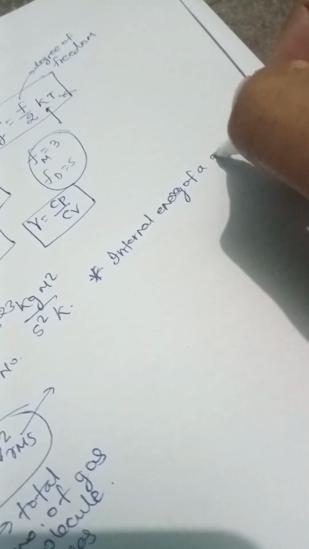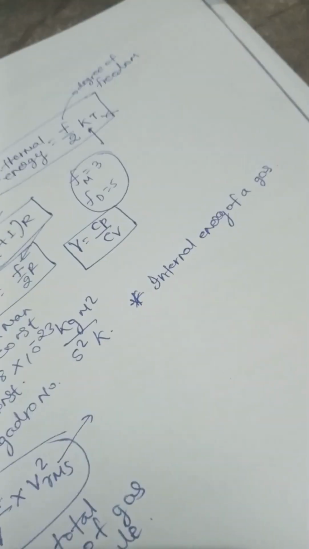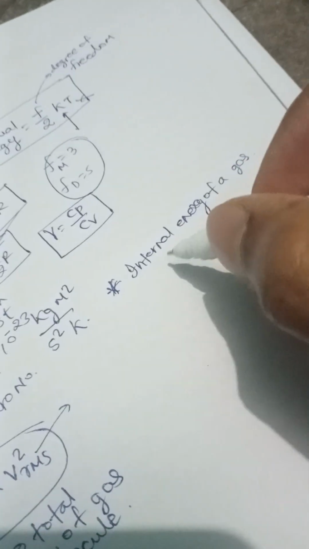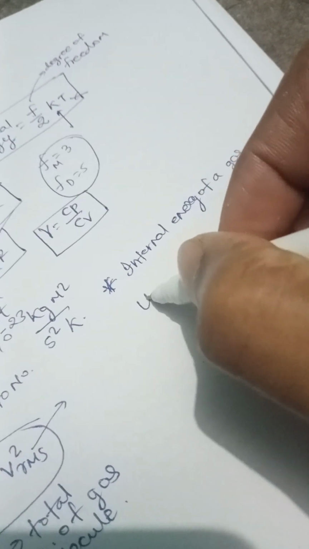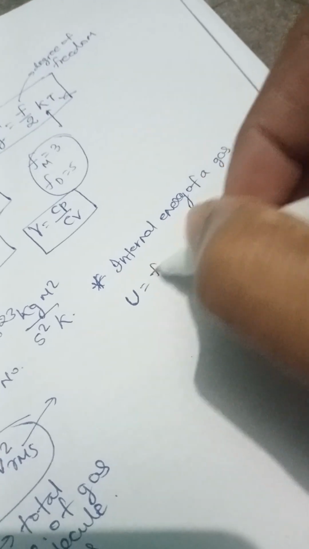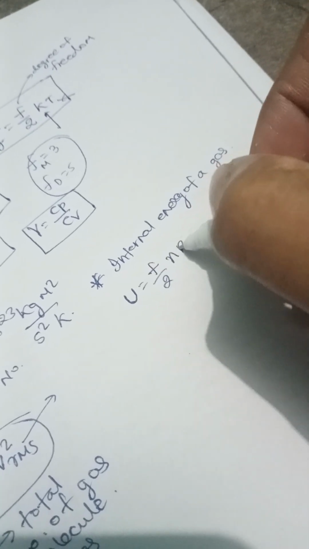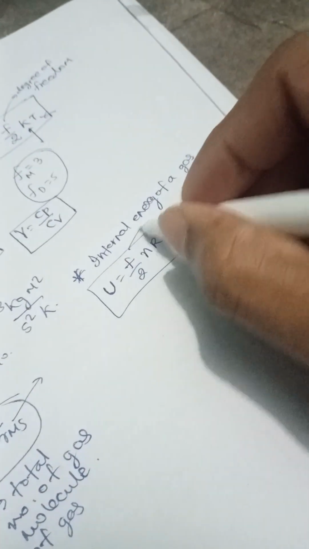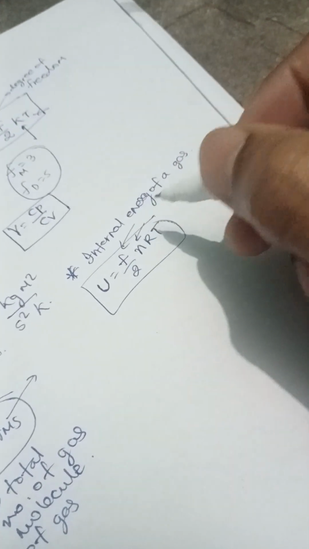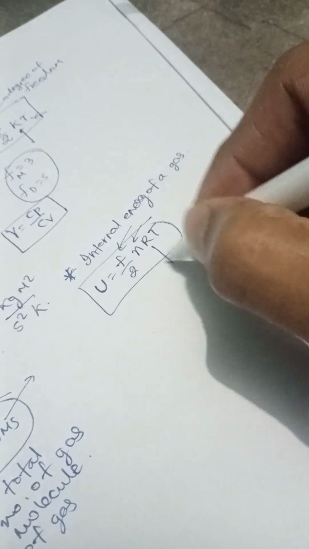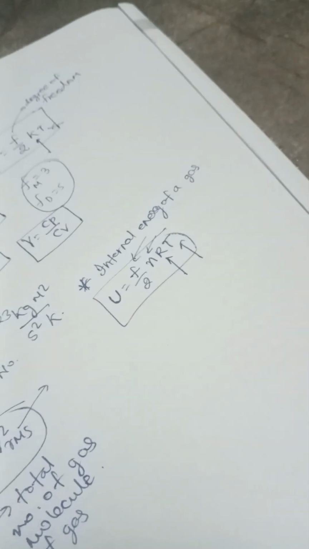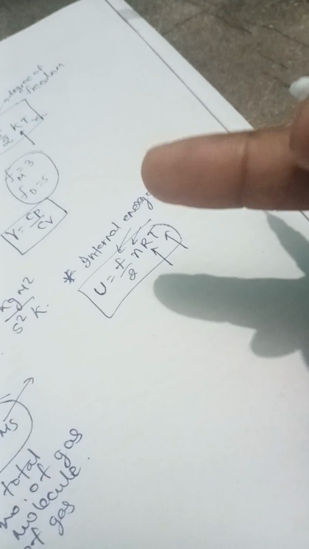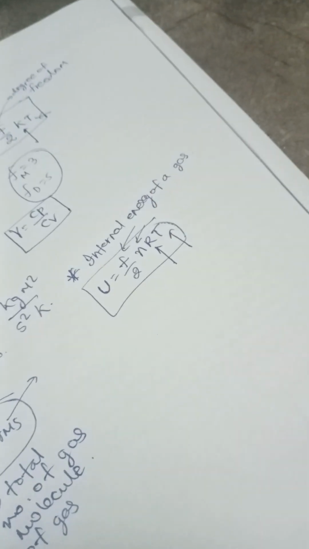Internal energy of a gas. Internal energy is usually denoted by capital U, and it is F by 2 nRT. Again, F is the degree of freedom, n is the number of moles of gas, R is the gas constant, and T is the temperature. Right? So n is the mole of gas and F is the degree of freedom.